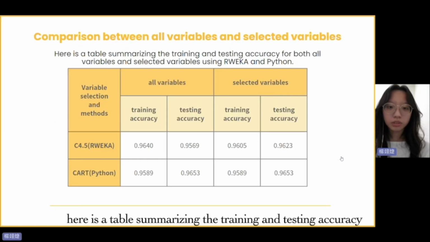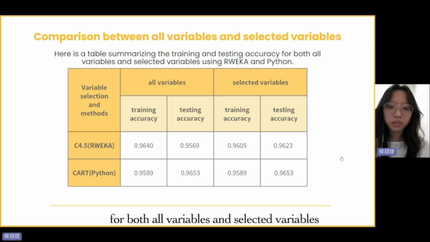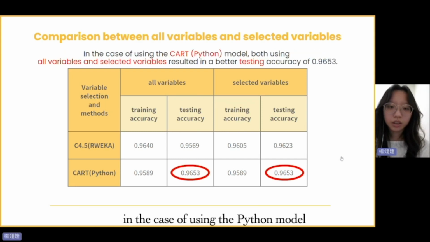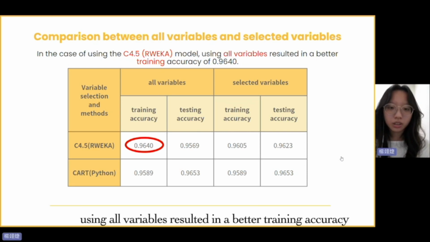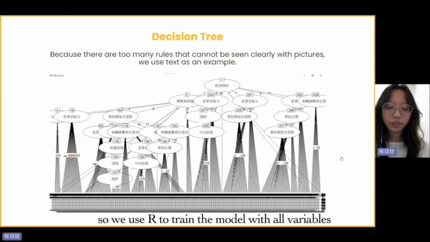Here is a table summarizing the training and testing accuracy for all variables and selected variables using RWeka and Python. In the case of using the Python model, both using all variables and selected variables result in a better testing accuracy. In the case of using the RWeka model, using all variables resulted in a better training accuracy. So we use R to train the model with all variables, using training data, and visualize the decision tree.